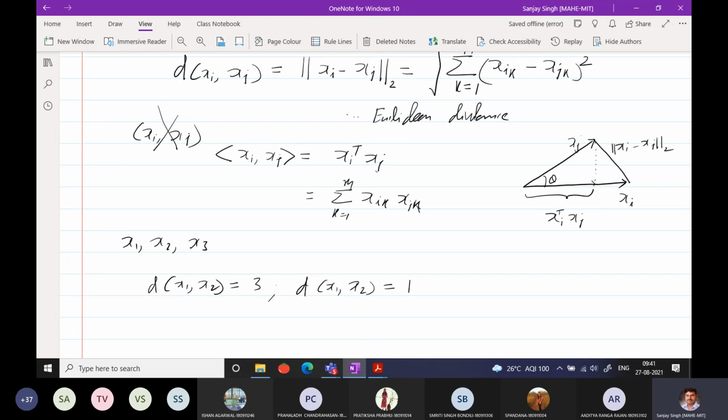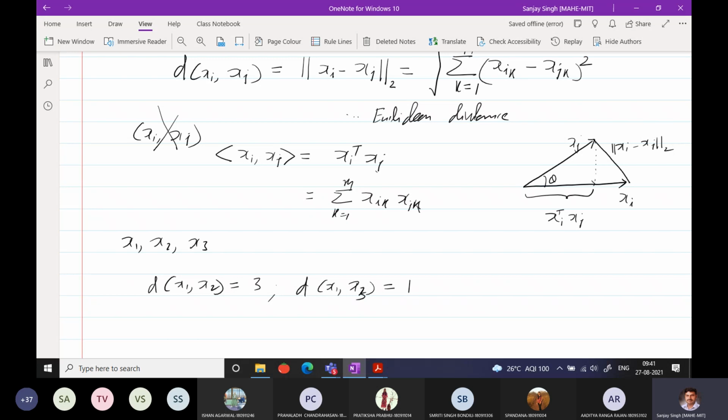Now the question is, x1 is similar to x. Sorry, I made a mistake here. x1 is more similar to which particular other vector? x2 or x3? x3, sir. x3. So this is a simple thing. We understand that the lesser the Euclidean distance, the more the similarity between the two.